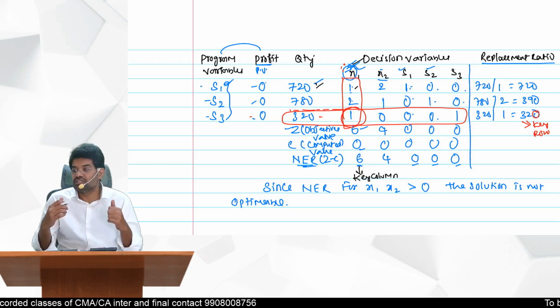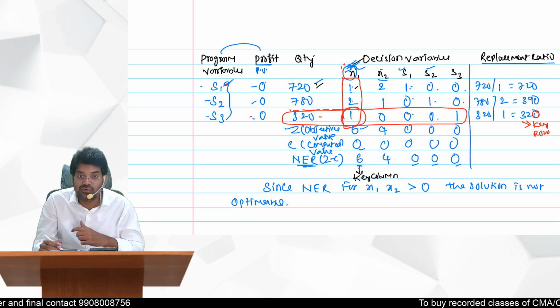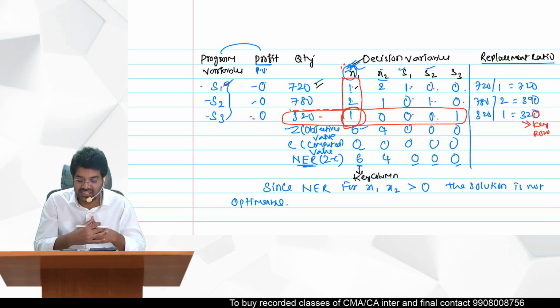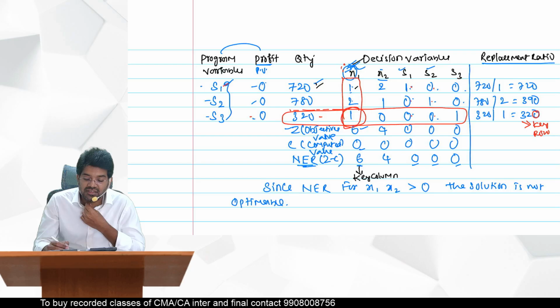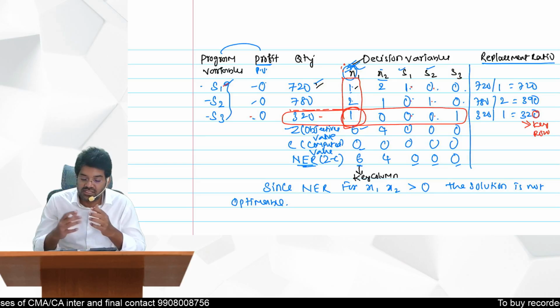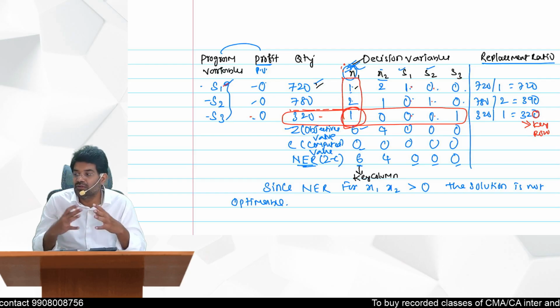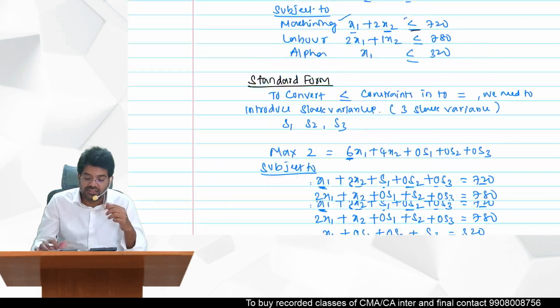Earlier, if you remember, our initial program variables S1, S2, S3 had a unit matrix: 1, 0, 0, 0, 1, 0, 0, 0, 1. Now, whichever we take as the program variable should have a unit matrix. So this 1 should become 0 here, because our program variable should have a unit matrix. So to get this unit matrix, what calculations do we perform? That is what I have written here.